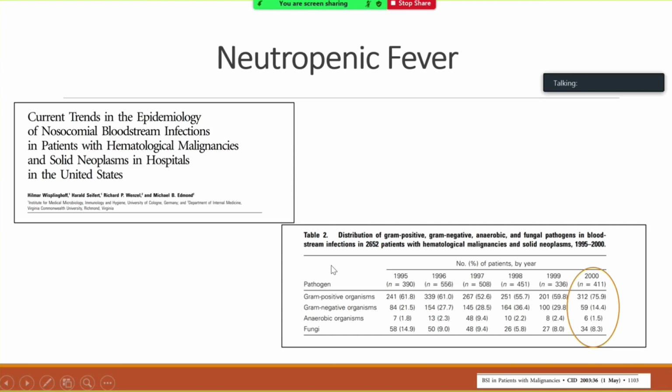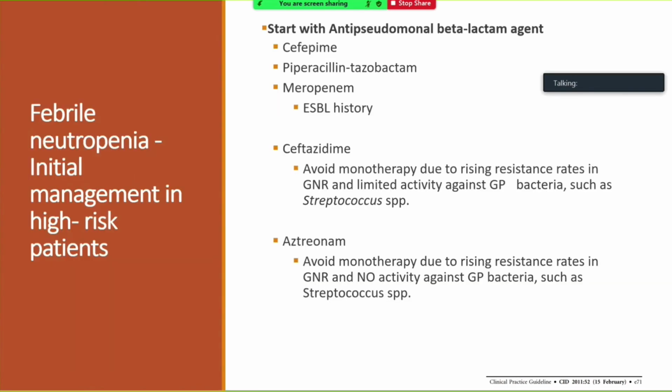This is what I just mentioned on the current trends in the epidemiology and the shift from gram-negative sepsis to gram-positive in our patients. This is, again, the reference for that. I'll briefly go over the febrile neutropenia initial management in high-risk patients.